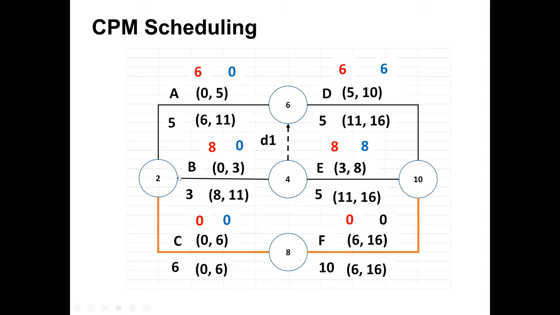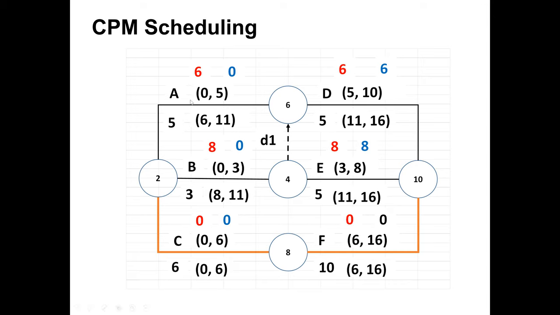So we put inside the nodes 2, 4, 6, 8, 10. So this is the diagram that is given. Now we are going to do CPM calculations. With the notation given in the previous slide, where the activity is shown, below it the duration, and then we have early start and early finish, let's do the forward pass.